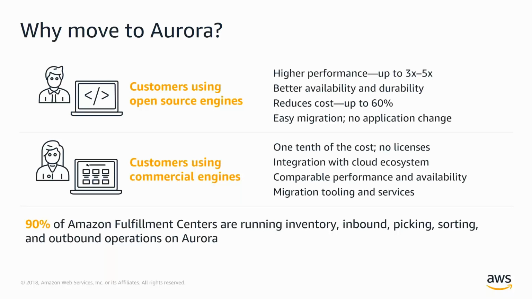For customers that are using commercial engines, Aurora is about 1/10 of the cost. There are no licenses, which makes it super easy to get started. We integrate with the other AWS services natively. We have comparable performance and availability to some of those commercial engines. And then we also have migration tooling and services to show you what Amazon.com itself thinks about Aurora. You can see that 90% of Amazon fulfillment centers are running inventory, inbound, picking, sorting, and outbound operations on Aurora.